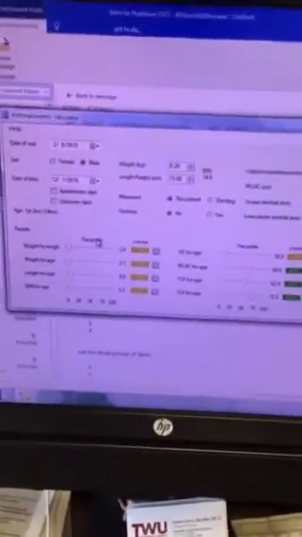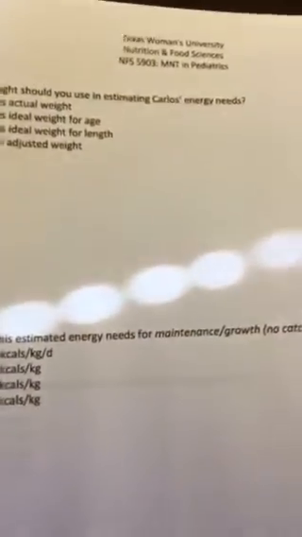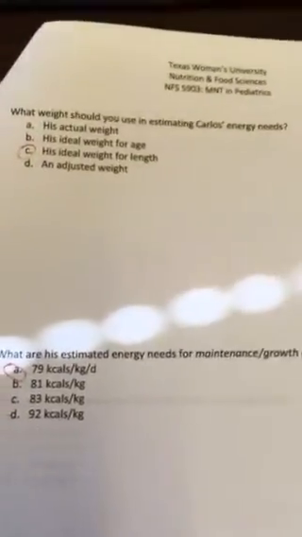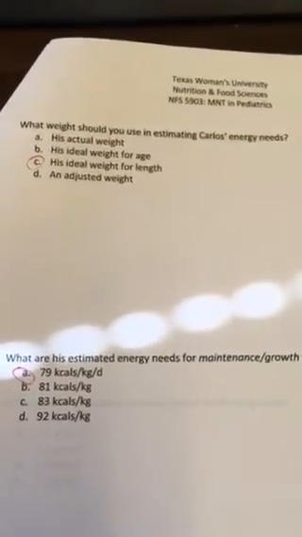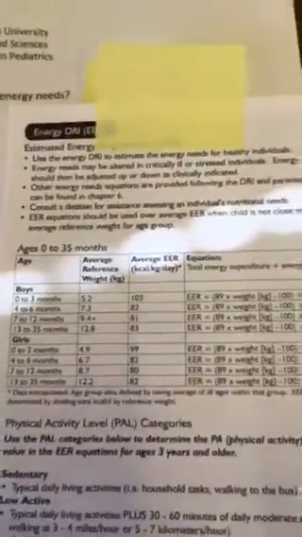Okay, so if we were then going to estimate his energy needs, because he's malnourished and failure to thrive, and he's low weight for length in particular, we would want to establish catch-up growth for him. But for practice, we're going to estimate his energy needs for maintenance or growth without any catch-up. So to do that, we can go to your children's handbook, and we would go to page 26, and we would find the EER equations.